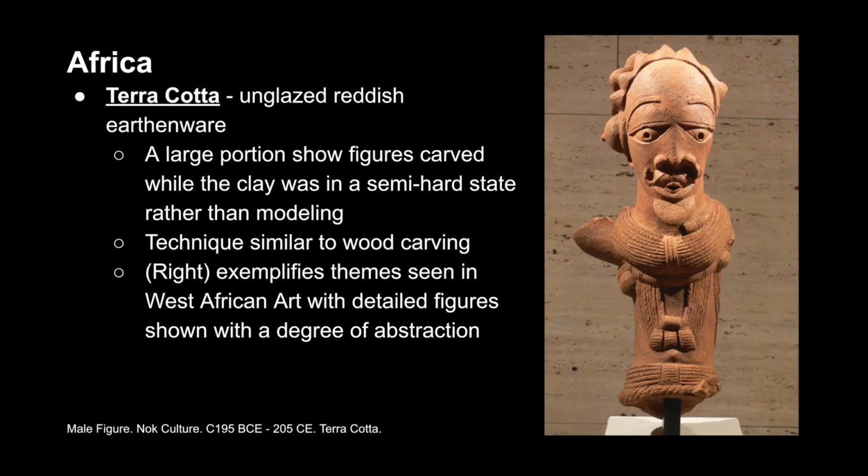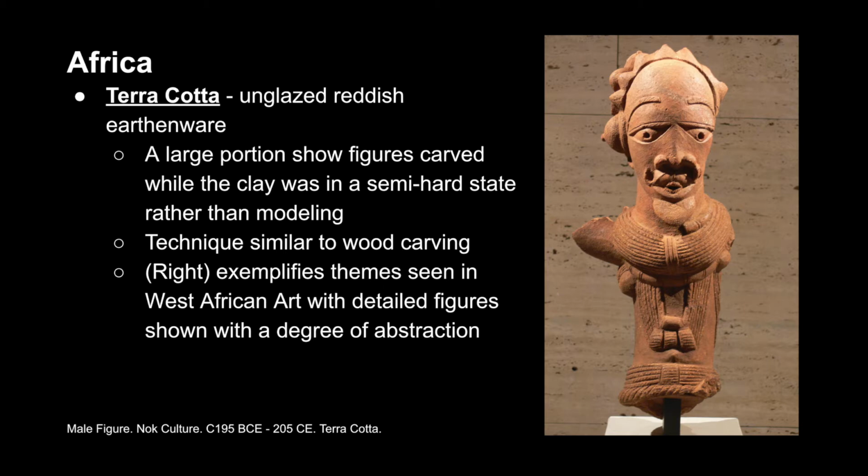So moving on to the artwork itself, throughout Africa we see terracotta, which is unglazed reddish earthenware. So within this time period, we don't necessarily see the modeling technique of creating a sculpture wherein the artist is building onto an armature or sculpting from the clay itself. Instead, the artists are actually letting the clay harden a little bit and dry out so that they can carve into it, doing a subtractive process rather than additive, which is actually very similar in technique to wood carving.